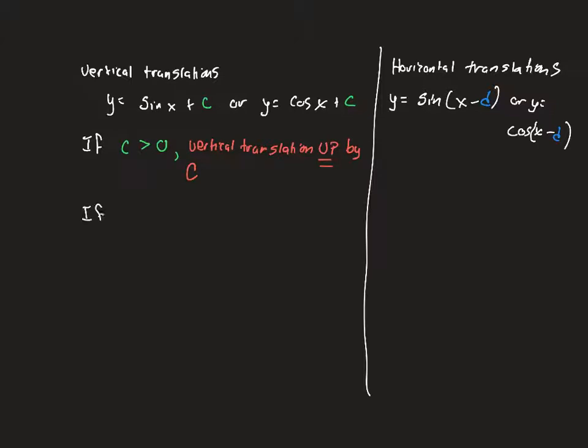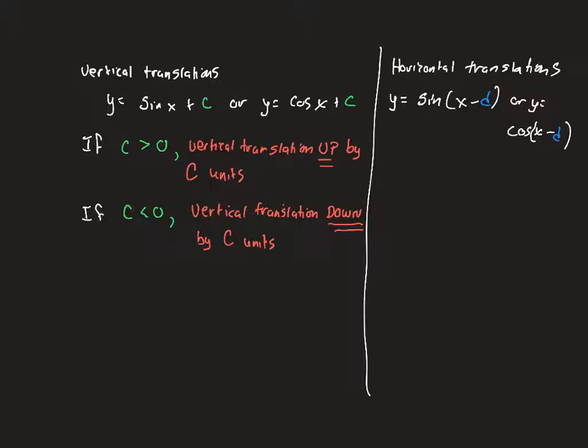If c is less than 0, then we have a vertical translation, notice the language, down by c. Okay? Now you can say c units if you want. This is more accurate, actually.